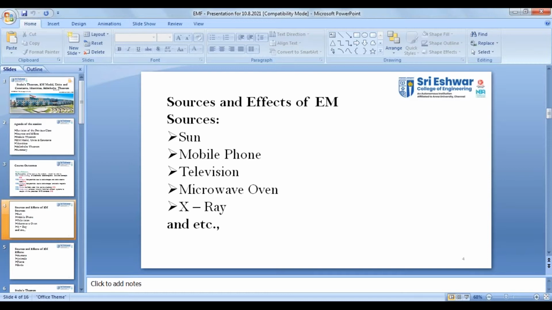So due to these radiations, what are the effects of these electromagnetic waves? Can anyone tell? Due to these radiations from the sun, mobile phone, television, X-rays, which living beings are affected? Merlin and Anita have said birds and humans. Definitely animals too. Anjali is telling animals, birds, humans. These are the living beings which are affected by electromagnetic radiations.